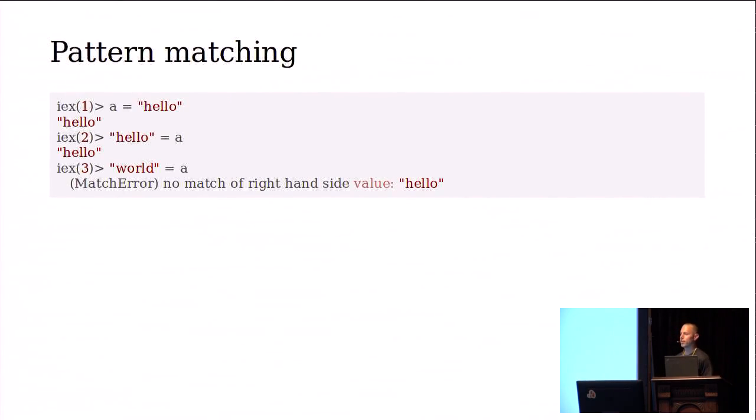So what's going on here is the equal sign is not an assignment operator, it is a match operator. It's trying to match the left-hand side to the right-hand side. So in the first example, when there is a variable on the left-hand side, it will bind the value on the right-hand side to the variable on the left-hand side.